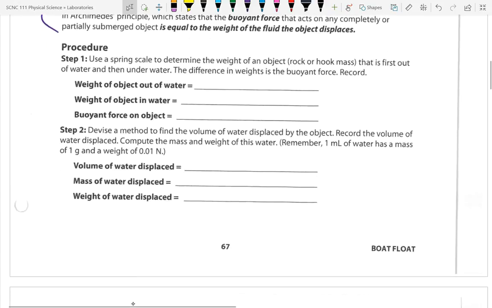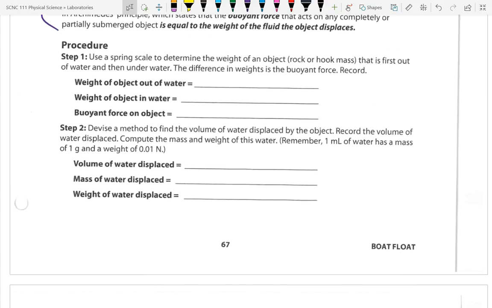So getting right to the procedure, it says use a spring scale. Instead of the spring scale, we're going to use these. So I'm going to show you how to use those so you can use them effectively. You can see that there are 3 stations set up, and then I took the 4th one here.